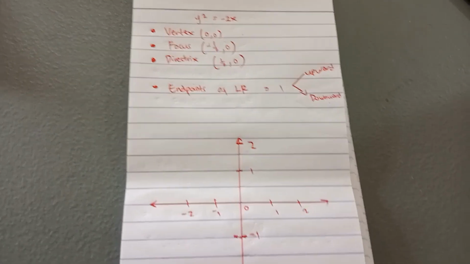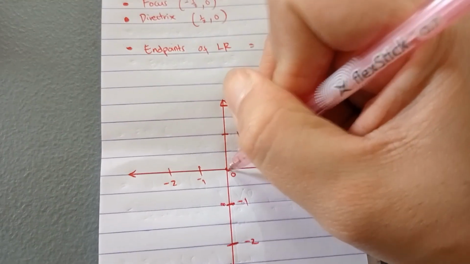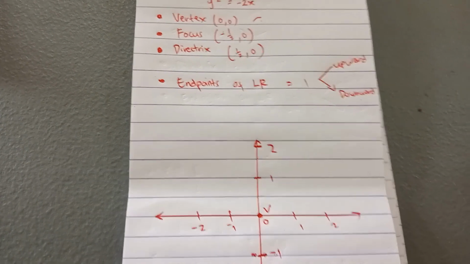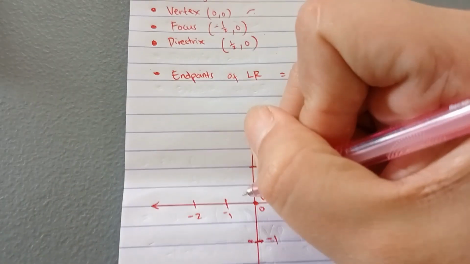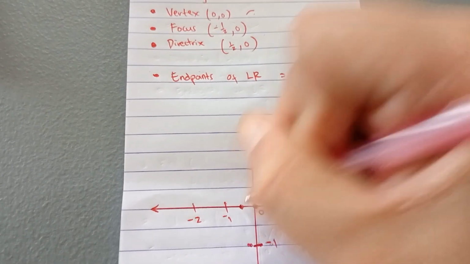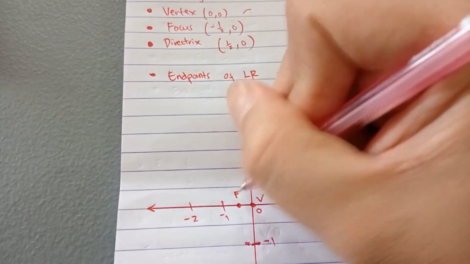This time, we can now sketch the graph using these 4 conditions: vertex, focus, directrix, endpoints of latus rectum. First, let us locate the vertex. It can be located at the center of the rectangular coordinate system or Cartesian plane. So we have V. Next, focus, negative 1/2, 0. So negative 1/2 for x, then 0. So that is the exact location of negative 1/2. Follow the first number.